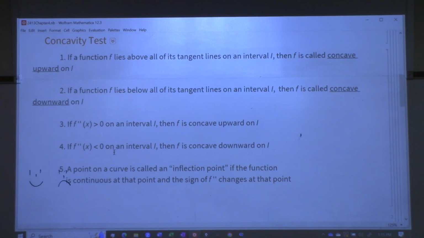All right, let's do an example. Yes. By the definition. And the tangent line is above, it's concave up, right? Is that what you're saying? No. If the tangent line is above, then it's, wait a minute. If this is saying if the function is above the tangent lines. Oh, okay, so if the tangent line is below, it's concave up.